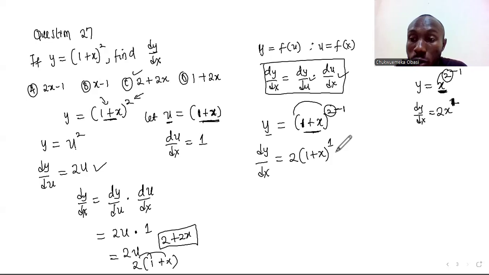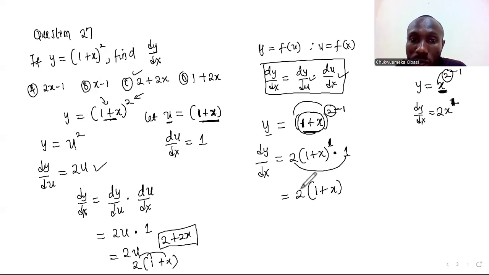Now the next thing I want you to do is to differentiate this inner function. Remember, that is not a variable, so you differentiate the inner function. When you differentiate 1, you get 0, and when you differentiate x, you get 1. I hope this is clear. So now we can easily multiply 2 times 1, so we have 2. And of course, anything to the power 1 is the same as 1 plus x.